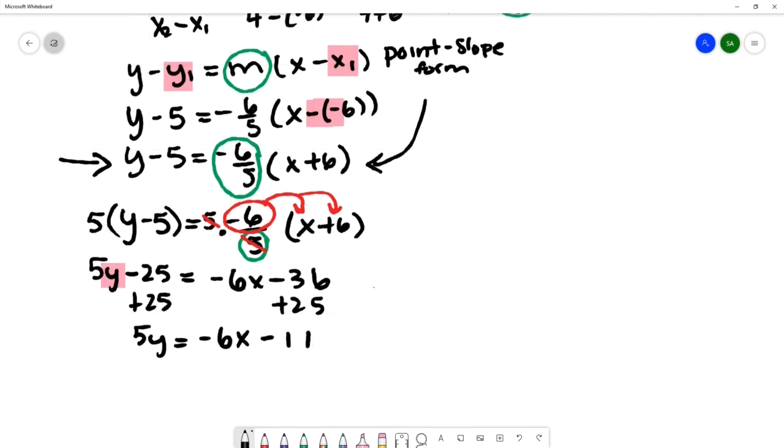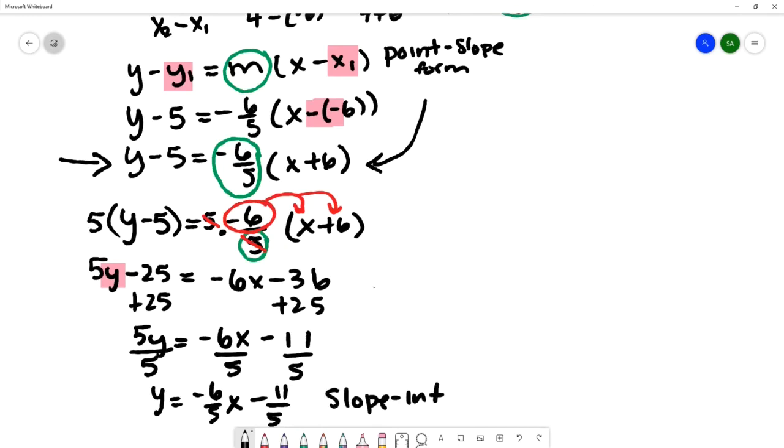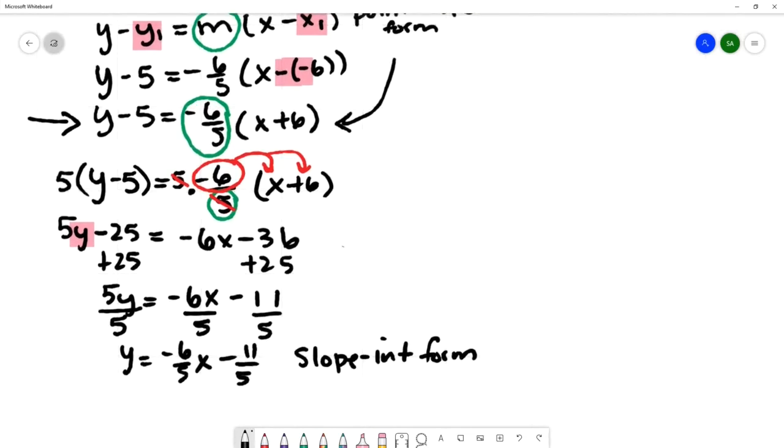Then I want to get y by itself, so I'll divide by 5, and that gives y equals negative 6/5 x minus 11/5. So we've now written this equation in slope-intercept form, where the slope is negative 6/5 and the y-intercept is negative 11/5.